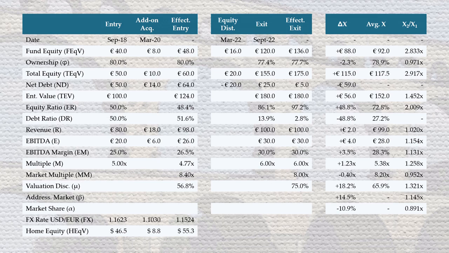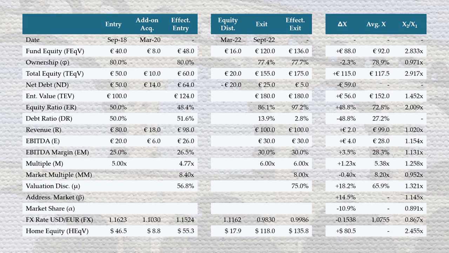Next, the fund's equity distribution of 16 euro provides 17.9 USD to the LP, and the exit proceeds of 120 euro provide 118 USD to the LP. They add up to 135.8 USD, which provides a blended exit exchange rate of 0.9986. These values provide the following differences, averages, and multipliers, and here the strengthening of the US dollar has a material impact on the LP's return.